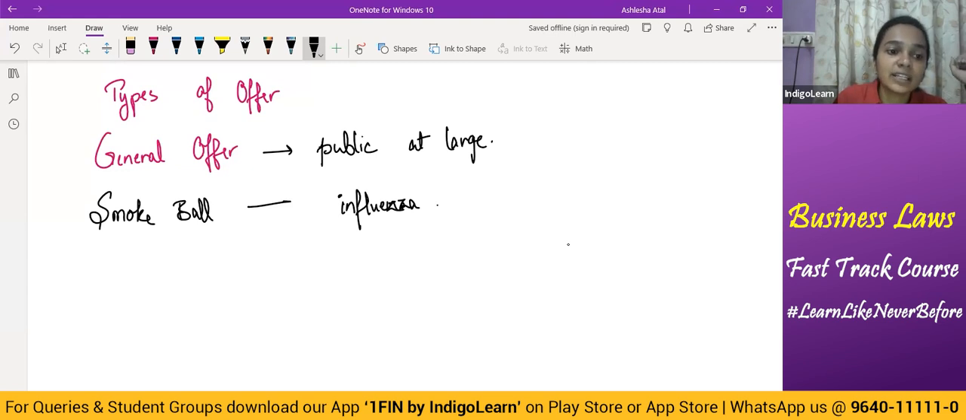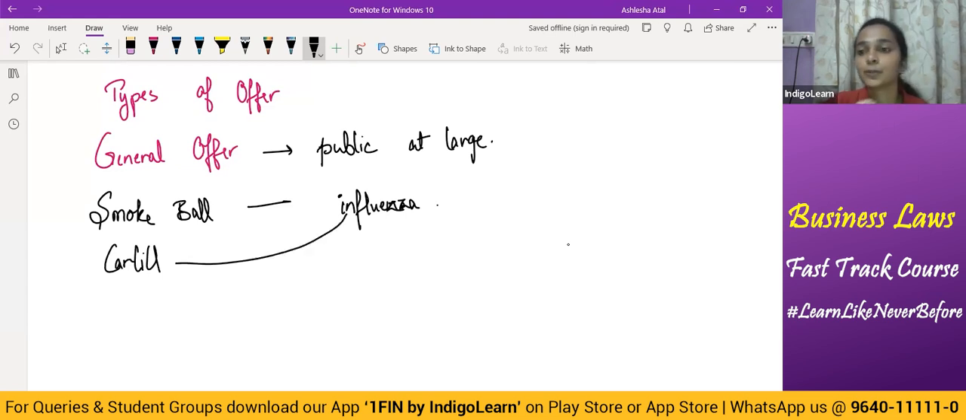Now there was a lady, Mrs. Carlill. She used the smoke ball according to the instructions, and in spite of that, she contracted the flu. She goes to the company and claims the reward, the compensation which was announced by the company. However, the company refused to pay the amount to Mrs. Carlill, as a result of which Mrs. Carlill goes to court.